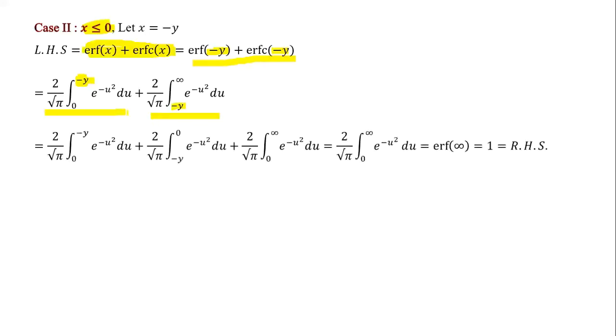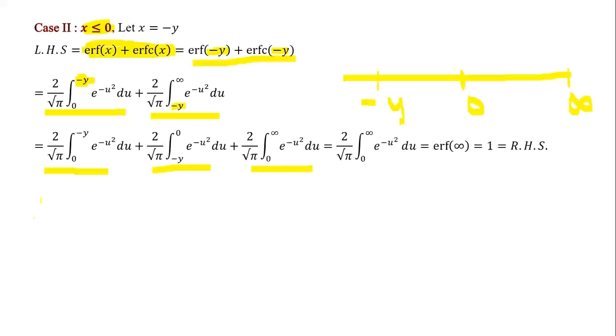Now, here I keep this first integral as it is, 2 by root pi, 0 to minus y, e raised to minus u square du. And now I split this second integral in two parts. How do I do this? Here your limits are from minus y to infinity, correct? So in between, 0 is there. Therefore, I split this minus y to infinity integral in two parts, where the first part is from minus y to 0, and the second part is from 0 to infinity.